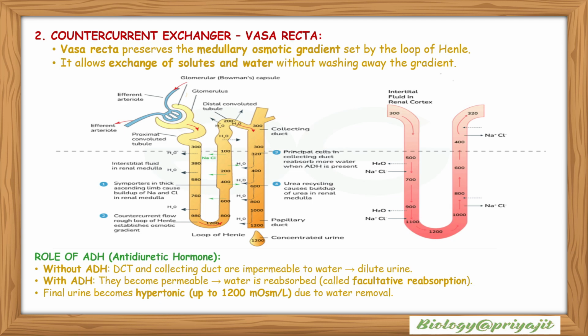Role of antidiuretic hormone: without ADH, the distal convoluted tubule and collecting duct are impermeable to water and it will form dilute urine. With ADH they become permeable, so water is reabsorbed, called facultative reabsorption. Final urine becomes hypertonic, up to 1200 milliosmol per liter due to water removal.